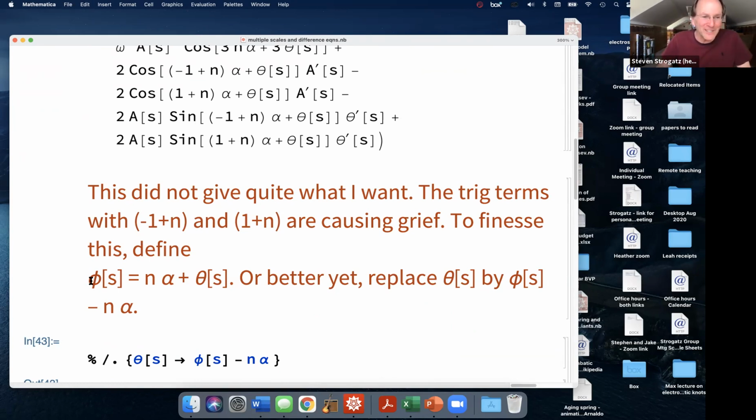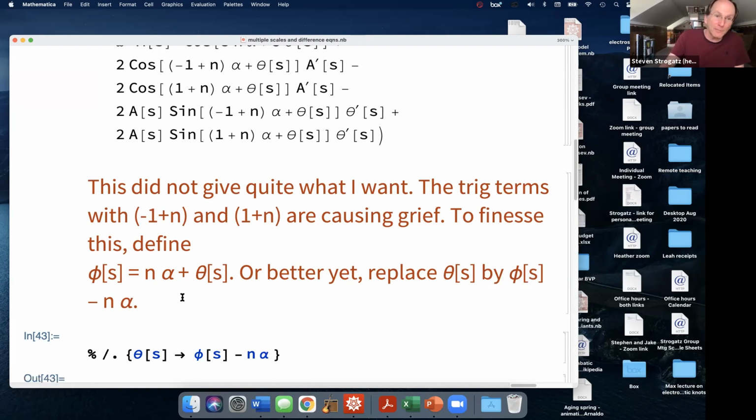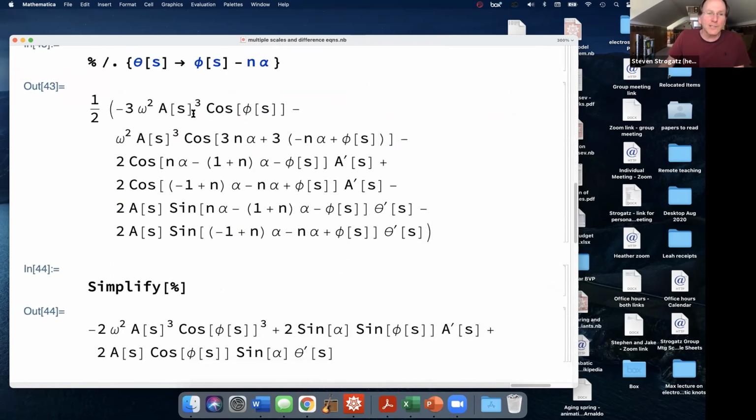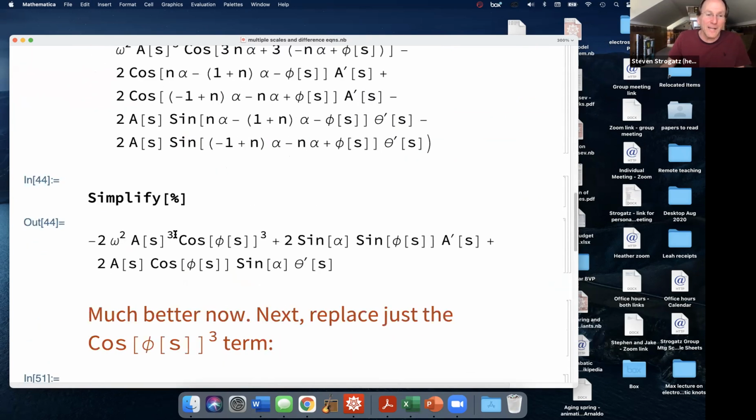I defined a new phase to be the quantity that I like, n alpha plus theta. So I call that phi. And to enforce this, I replaced theta everywhere by phi of s minus n alpha. So anyway, I substitute into that previous expression. I got this thing, simplified it, and now it's looking pretty good. This is what I would have done by hand. I mean, this is the human way of simplifying the equation, except Simplify now gave me the cosine cubed back, and I don't want that.